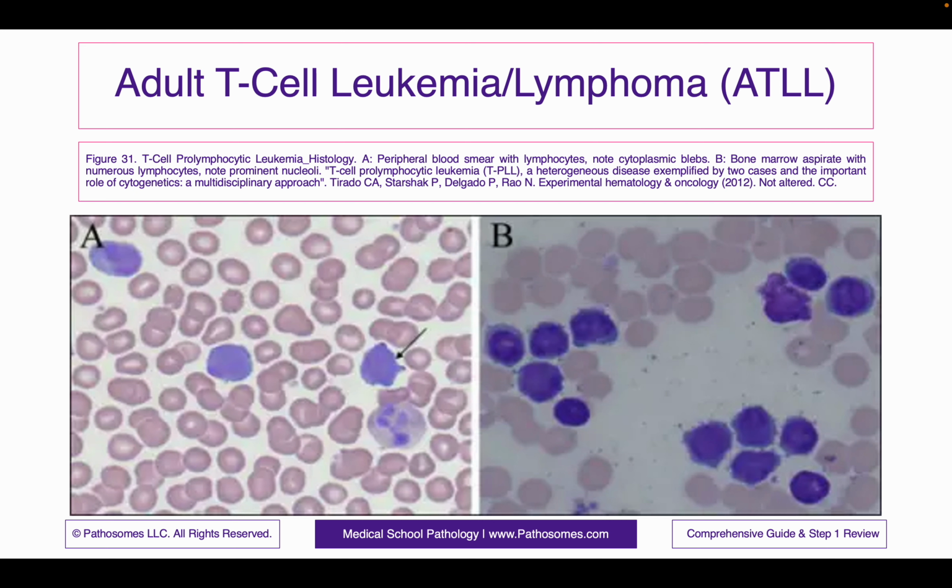Here's a peripheral blood smear with lymphocytes. Note those cytoplasmic blebs in part A. And from B, we have a bone marrow aspirate smear with numerous lymphocytes. Note those prominent nucleoli. This is a patient that has adult T-cell leukemia/lymphoma.